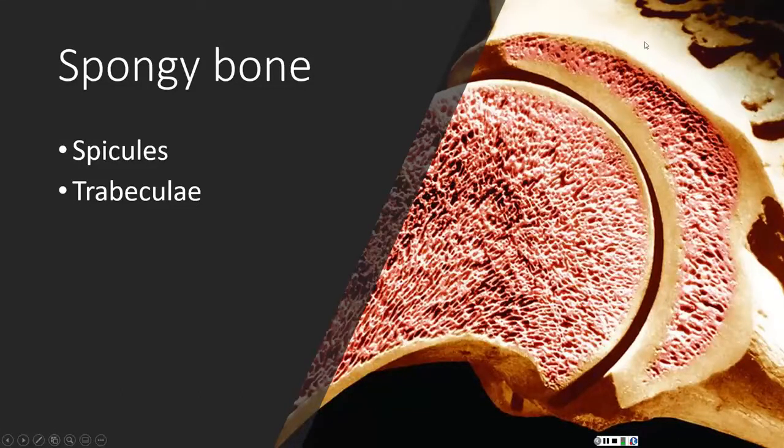So spongy bone is arranged in these kind of spiky looking structures here. And if we looked at them really closely under a microscope, some of them would be kind of flat, and those are called trabeculae. Some of them would look like little tiny rods, and those are called spicules. But spicules and trabeculae are the structural units of spongy bone.